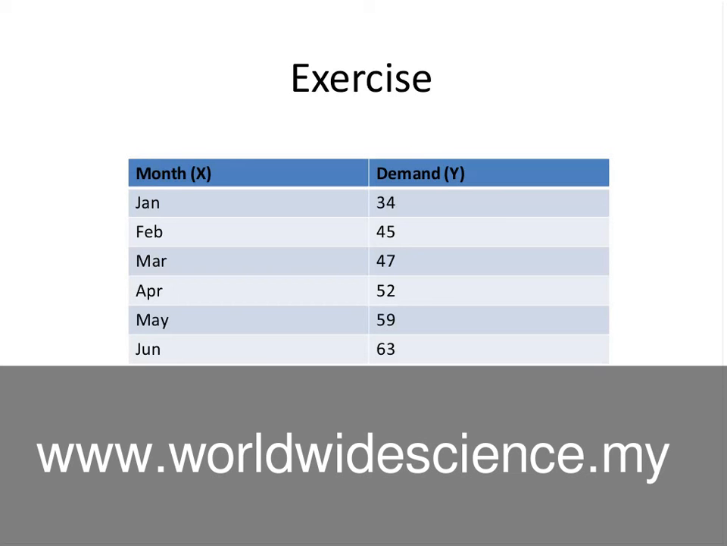June, July, August. After August, September. September is 3 months after June, so if you give x as 3, you can calculate y, the forecasted demand for September. After September is October. October is 4 months after June, because the last month in the exercise is June.